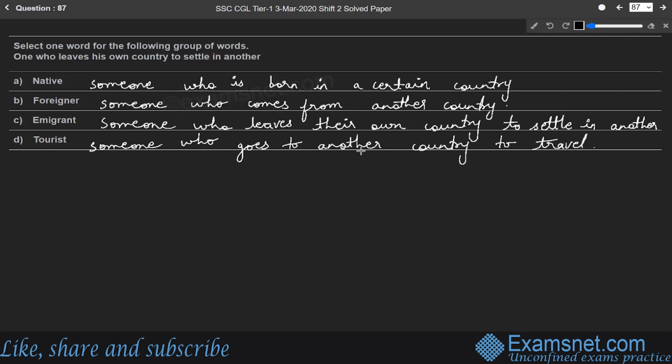Okay. So for this question, the word for one who leaves his own country to settle in another will be immigrant, as it means someone who leaves their own country to settle in another. So it is very clear that the word will be immigrant. Therefore, the correct option for this question is option C. I hope you are clear with it.